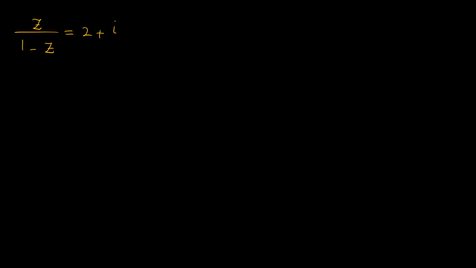Now look at this equation. z over 1 minus z equals 2 plus i. Here, in the left side, we have a rational expression. z is in the top, z is in the bottom. So, you can move 2 plus i to the left and do common denominator. But the better idea is to get rid of the denominator, like real numbers. How can we get rid of 1 minus z in the left?